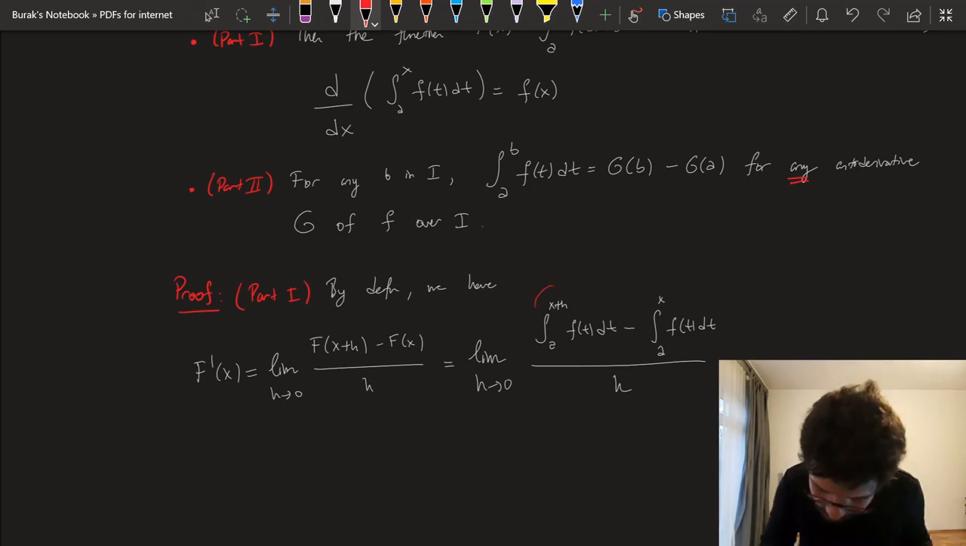Now, you can actually rewrite this by using the properties of the definite integral that we learned.